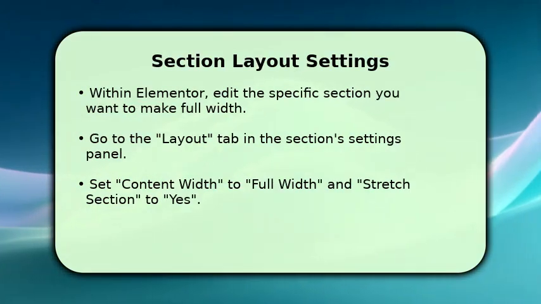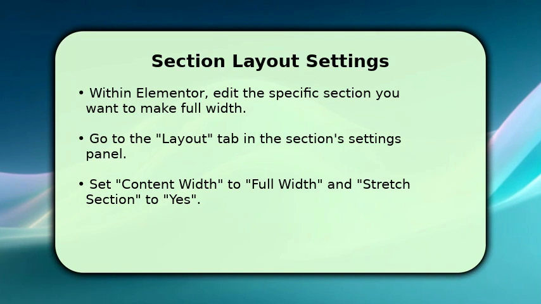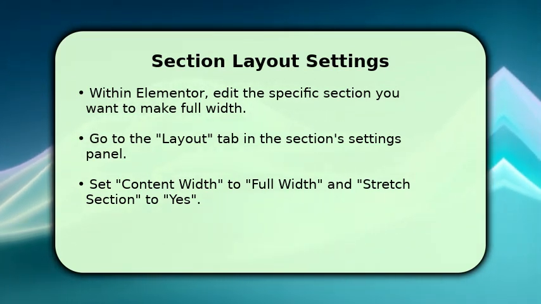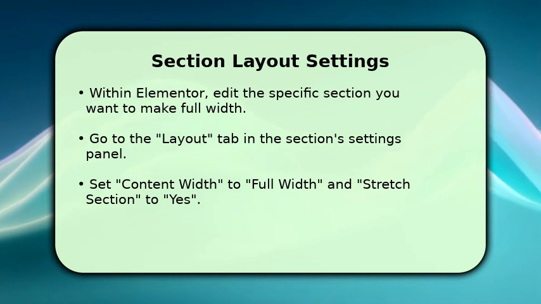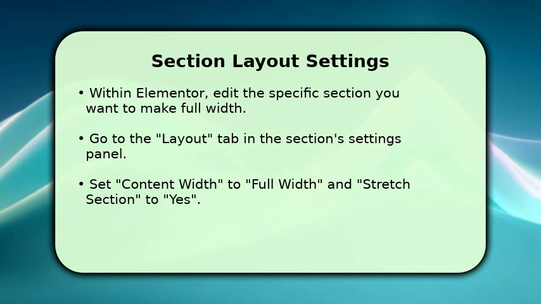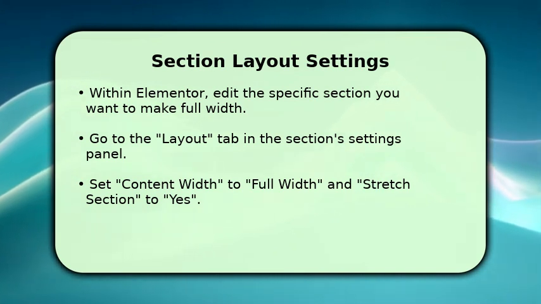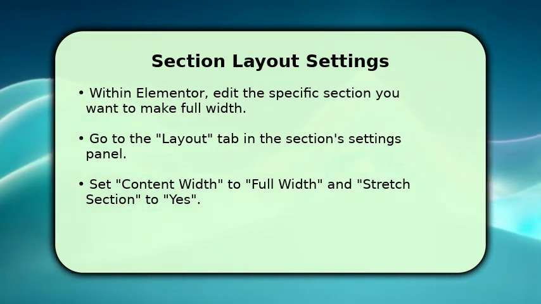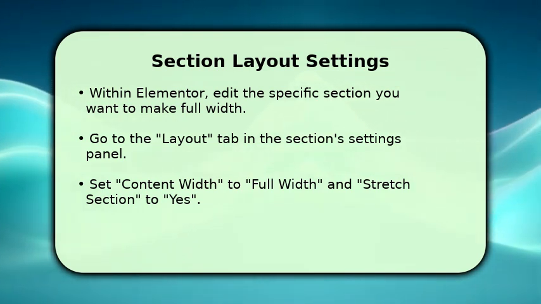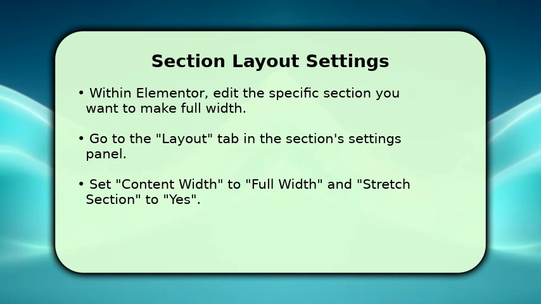Next, within the Elementor editor, select the section you wish to make full width. In the Section Settings panel, navigate to the Layout tab. Here, you will find the Content Width option. Change this to full width. Additionally, ensure the Stretch Section option is set to Yes. These two settings work together to make sure your section's background and content truly span 100% of the browser's width.